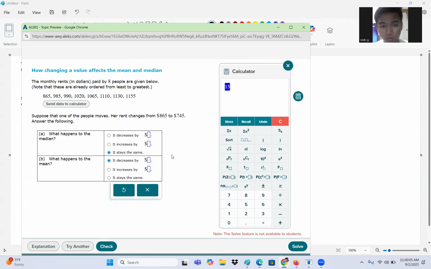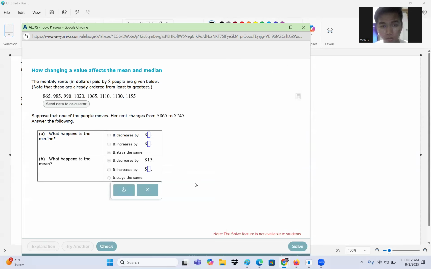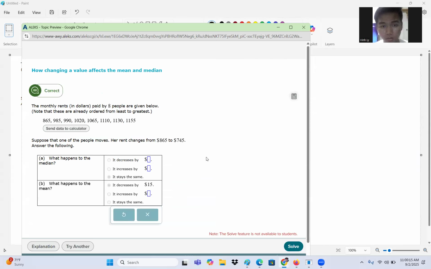So I feel like this one is much faster compared to the other way around. Are we good? Instead of adding them up and dividing it by 8, and then changing the value from 865 to 745, adding them up, and dividing it by 8 again, why don't we just take the difference between these two and then divide it by 8? So this is how much it changes among these data sets. Are we good?